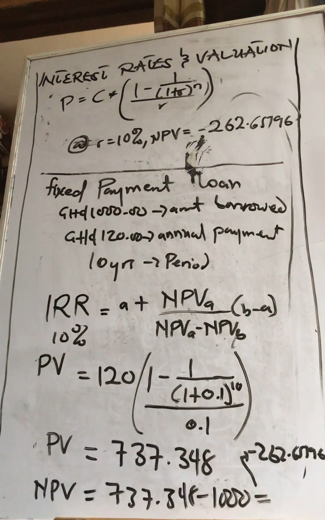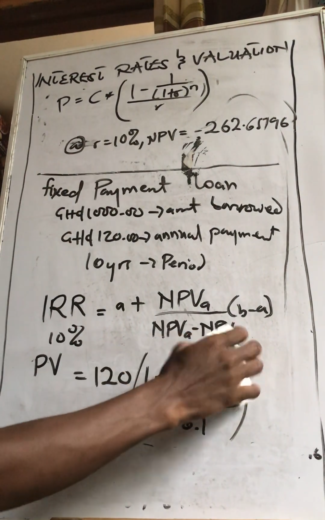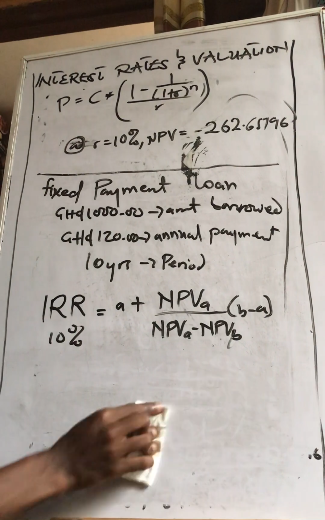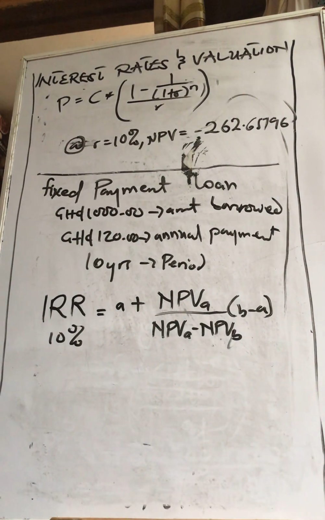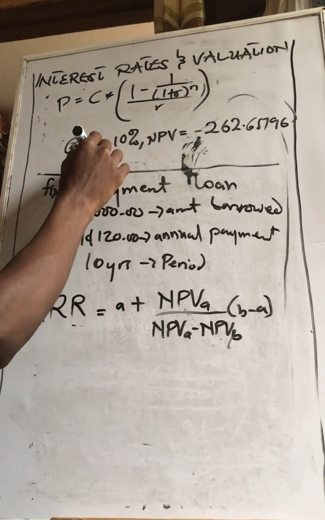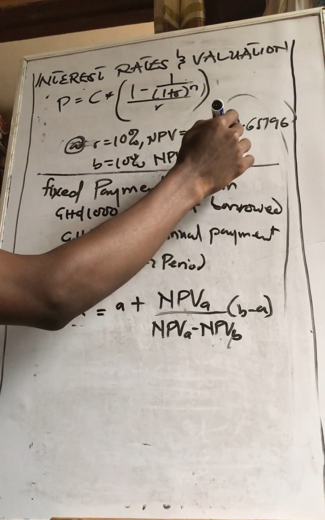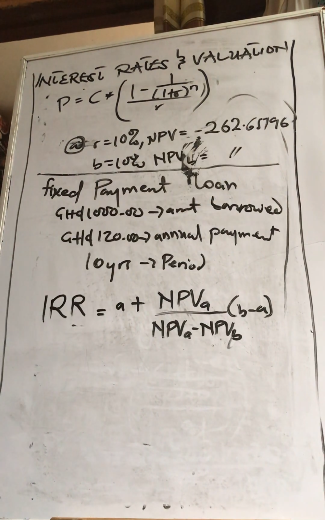So we need to find an NPV that gives us a positive value. Remember, we said that the B here is the rate at which we get NPV being negative or lower. Since we've gotten a negative one, we can use that for B. We have to get that of A. So you can say that B is 10%, and NPV B is what we've gotten. To get a positive value, we also have to try a guess. We have to guess a rate that when we use, we are going to get a positive value.